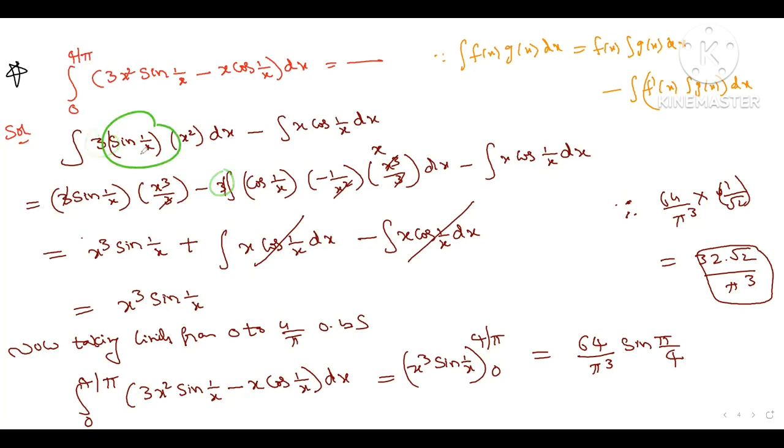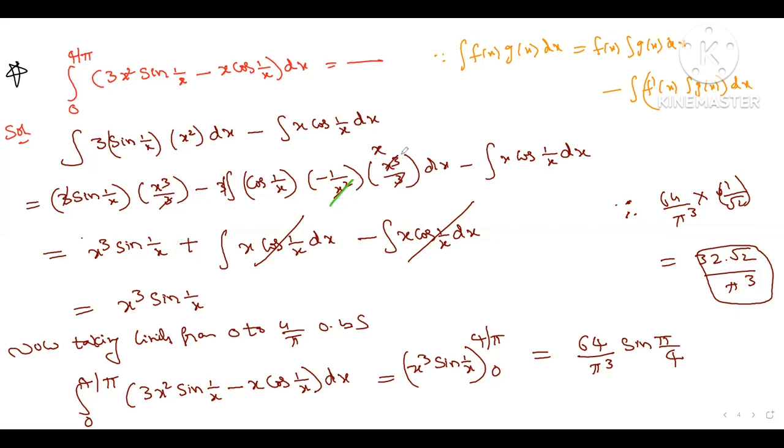Derivative of the first function: the derivative of sin(1/x) is cos(1/x), but the derivative of 1/x is minus 1/x square according to the chain rule. Integration of the second function is x cube by 3 dx. Minus, the second integration, right, as it is. Here 3 cancels. X cube sin(1/x). Here minus into minus will be plus.